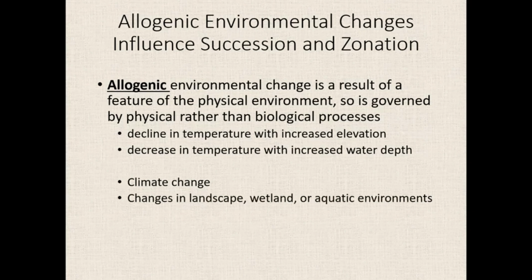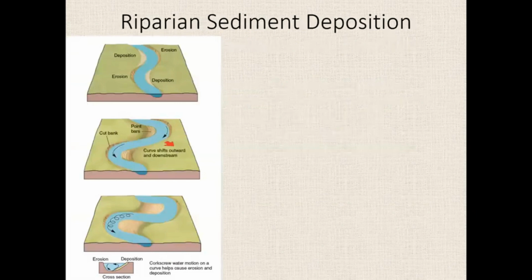One other allogenic change that I want to bring up is that the physical landscape or aquatic environment changes also, right? So the land itself, the physical structure, is not constant. One example of this is rivers.